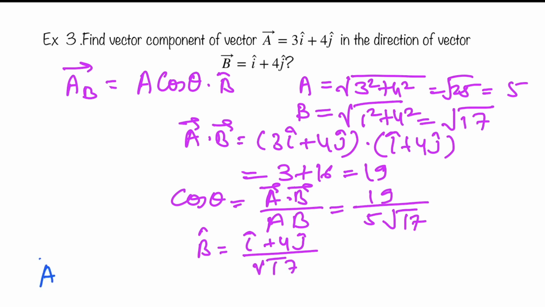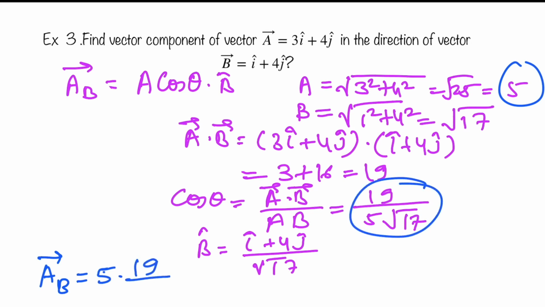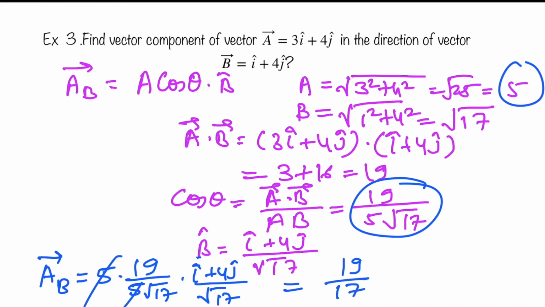So the component of vector A in the direction of B can be written as magnitude of A, which is 5, then cos theta, which is 19 divided by 5 root 17, and B cap, which is (i cap plus 4j cap) divided by root 17. The 5 cancels, so it is 19 by 17 times (i cap plus 4j cap), and that is the component of vector A in the direction of vector B.